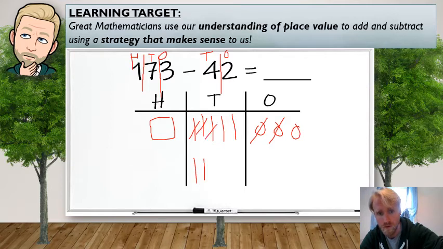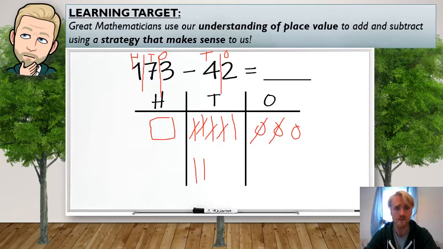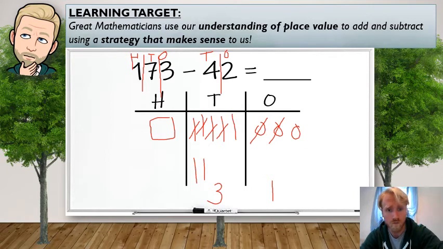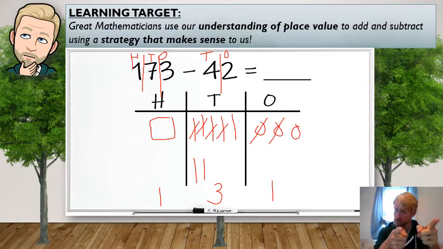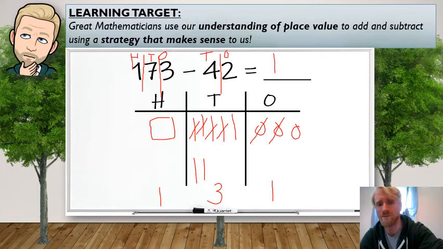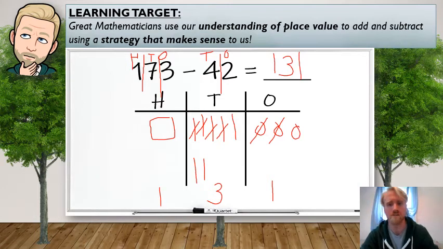And do I take away any from the hundreds place? No. There's no hundreds place in 42, so the hundreds stay as they are. So now we can figure out what I have left. I had 1 one left over, I had 1, 2, 3 tens, and I have 100. So now we know that 173 minus 42 equals 131. Go ahead and give your brains a pat on the back.